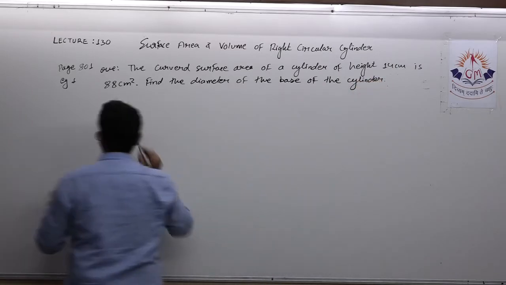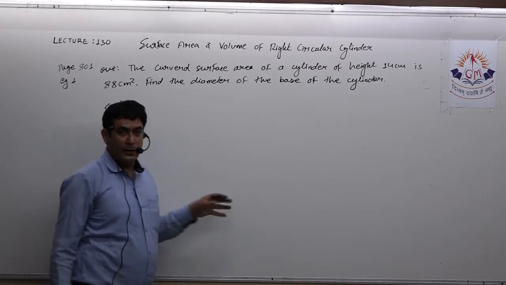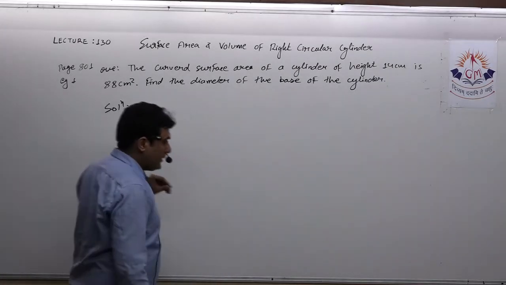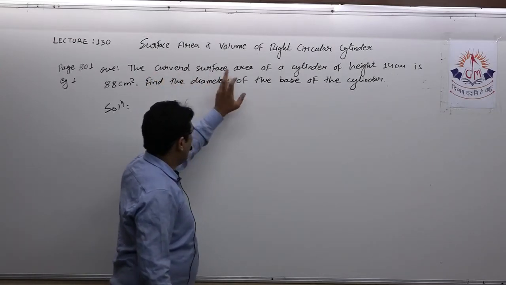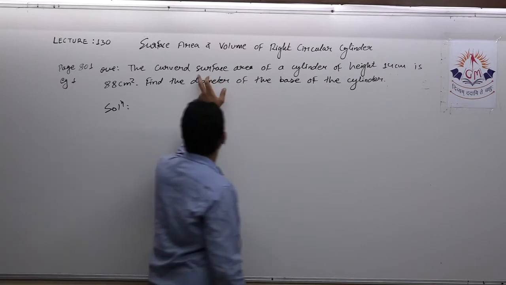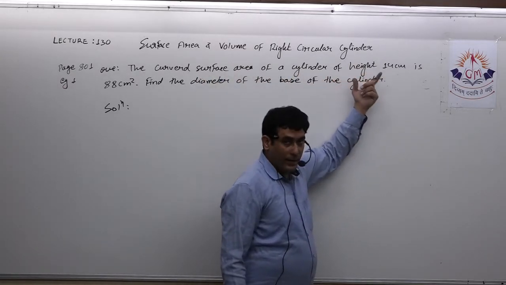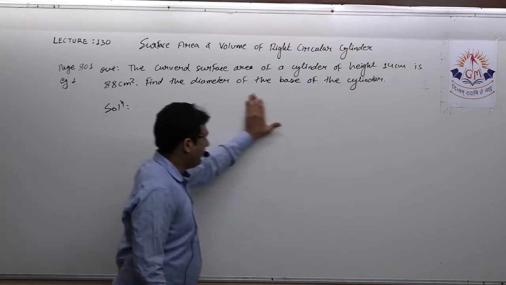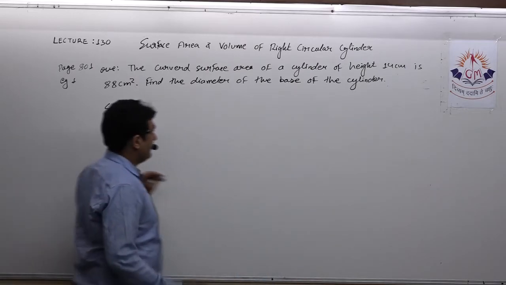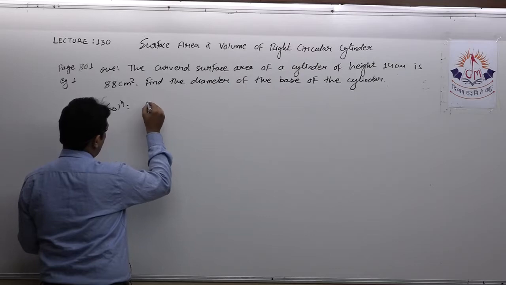Okay, so let us see how to solve this. First of all, read the question and try to get what information is given to you. They are discussing curved surface area, which is given: the curved surface area of a cylinder of height. That means height is given as well as curved surface area. What we have to find? Diameter. So curved surface area is given and height is also given. So we'll start.